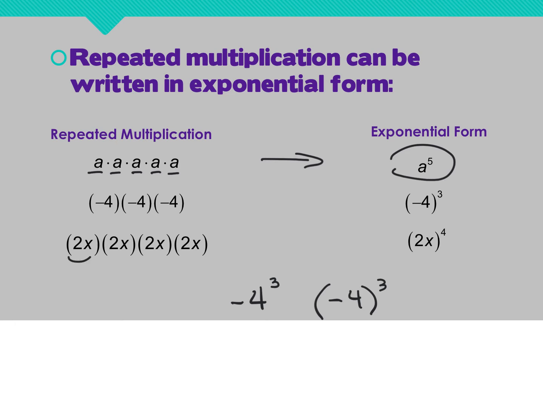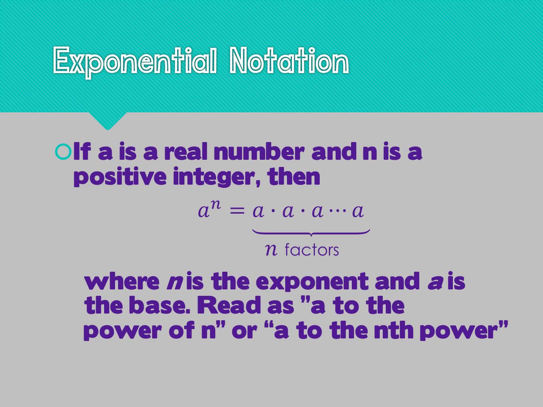Same thing here: 2x, 2x, 2x, 2x, there's 4 of them, so that's why the power that you'll put on that 2x is a 4. So let's go ahead and look at, again, exponential notation. If a is a real number and n is a positive integer, then a to the n power just means that we would write a n times, whatever number n is. So n is the exponent and a is the base. This could be read as a to the power of n or a to the nth power. Very good on this one. So the big number here is the base and the little number is the exponent.